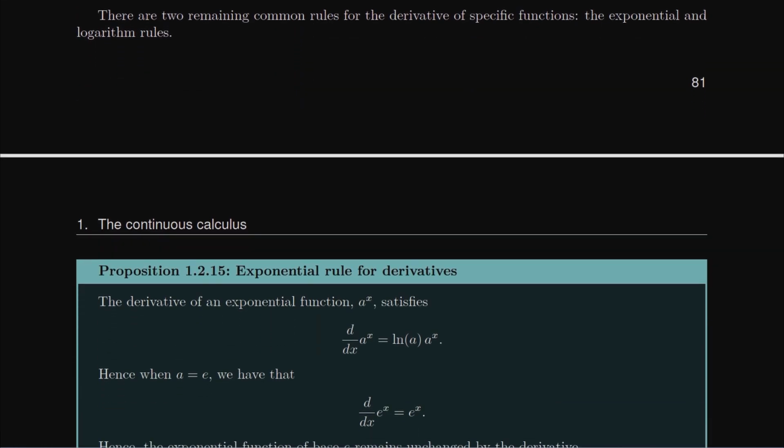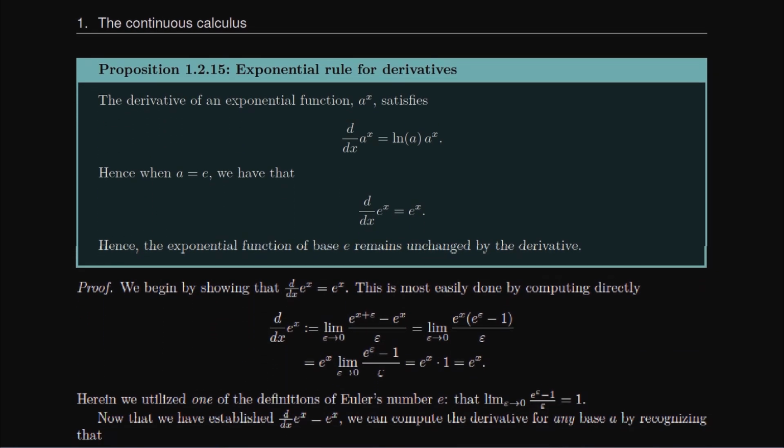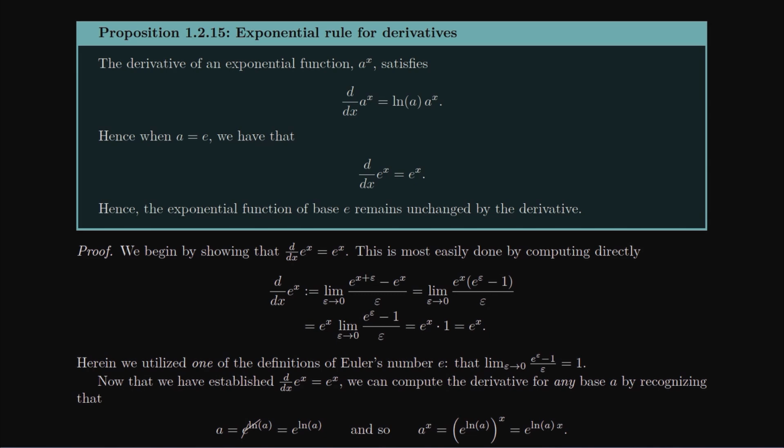There are two remaining common rules for the derivative of specific functions. These are the exponential and logarithmic rules. First, the exponential rule of derivatives. You probably haven't seen it written like this before. I gave myself an arbitrary base on the exponential, so just the base a to the x power, rather than e to the x power, which really is the common one that we'll see this entire semester. The derivative of e to the x power is itself. It's a very special function that's left unchanged by the derivative. But if you take the derivative of any exponential with a different base, the price you pay is a multiplication by the natural logarithm of that base.